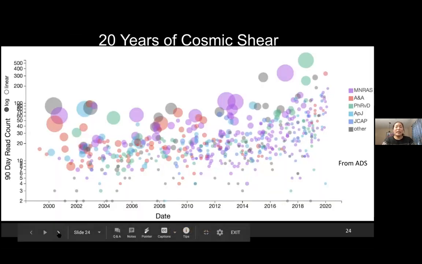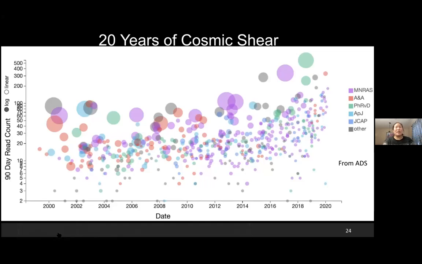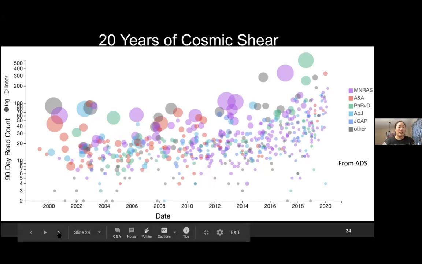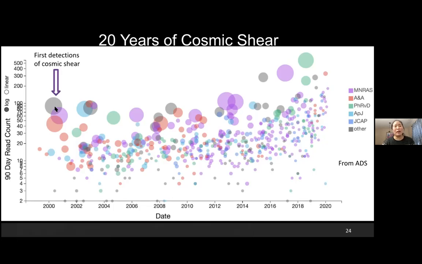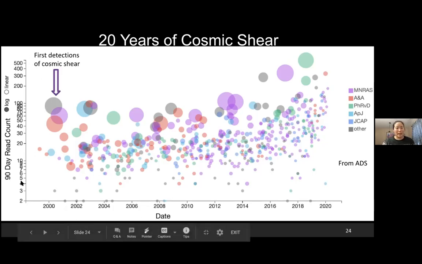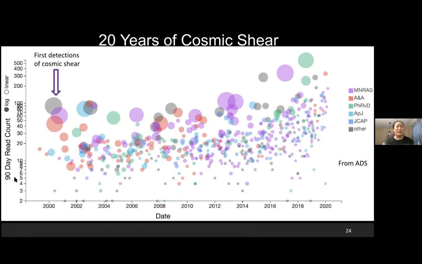All right, so going into some history, now that it's 2021, it's actually been 21 years since the first detections of cosmic shear. That happened in 2000. There were 4 papers that went on the archive and were submitted to journals in the year 2000. And these are known as the 4 joint detections of cosmic shear. Although you actually see, this x-axis is the date, and the y-axis is 90-day read count, which is just one of the quantities you can get from the Astrophysics Data System when doing a search. I think what I did was a search for cosmic shear appearing in the abstract.